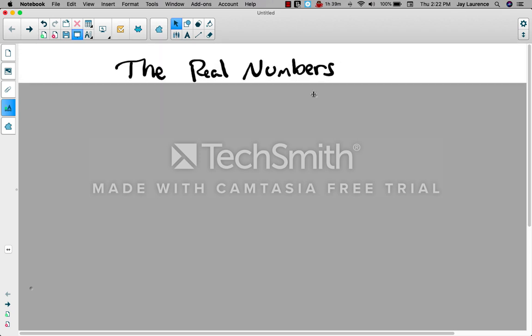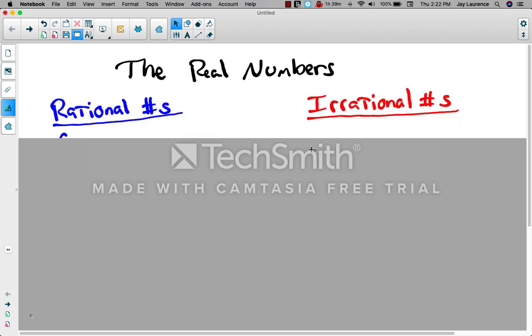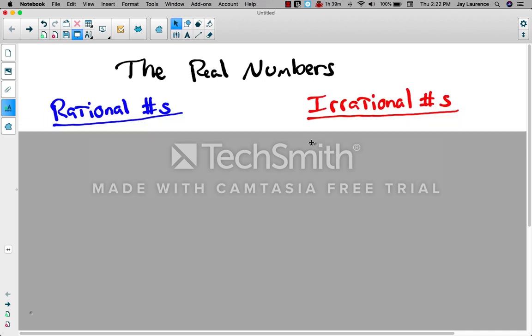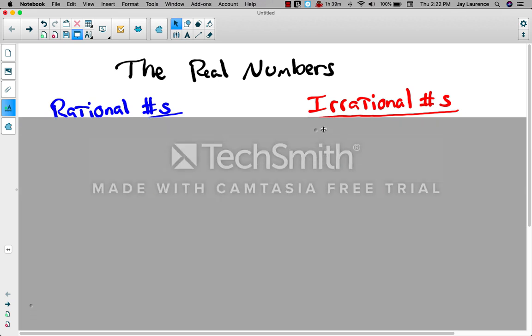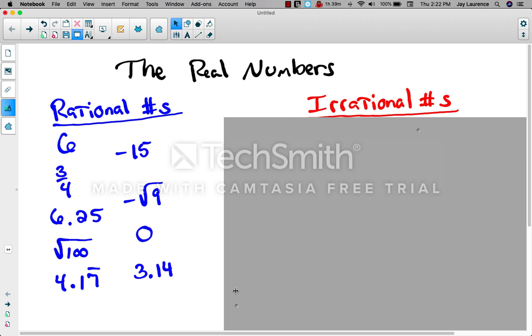So we're going to be talking about the real numbers today. Now, let's review really quickly from yesterday. We talked about rational numbers and irrational numbers. The rational numbers were numbers like this. You saw them in blue. You should have this in your notes already.